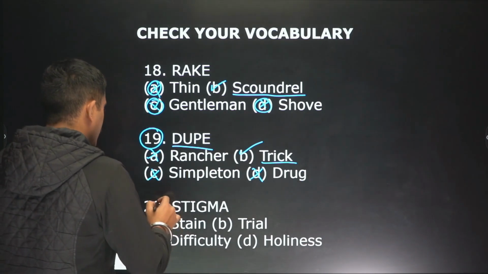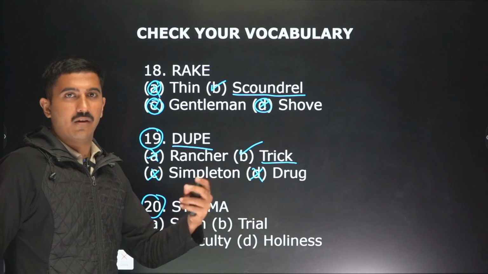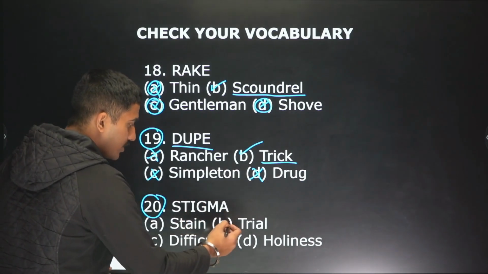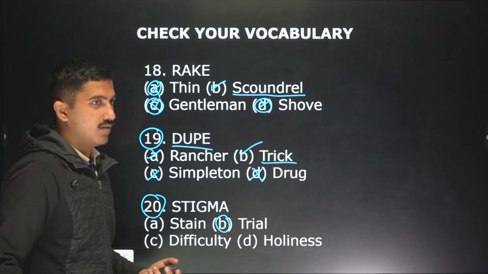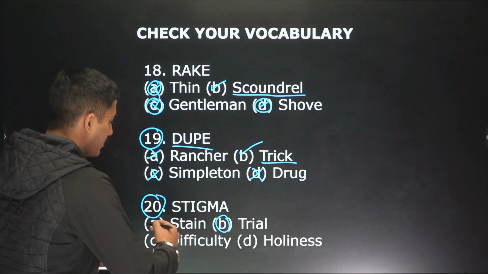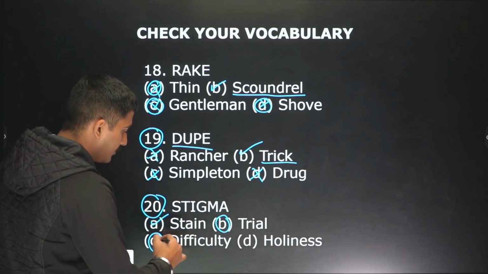Next we have is stigma. Stigma relates to, I think, the most common word here. It's not obviously trail, right? Stigma is nothing but dirt or something, a stain, basically. So we have the stain option right here, so we would not even look at the other words. It's obviously not difficult, right?